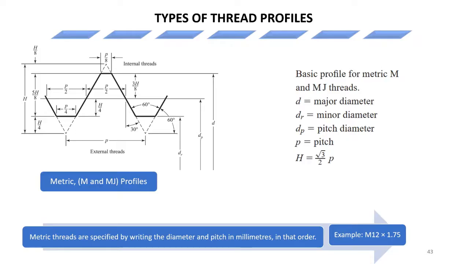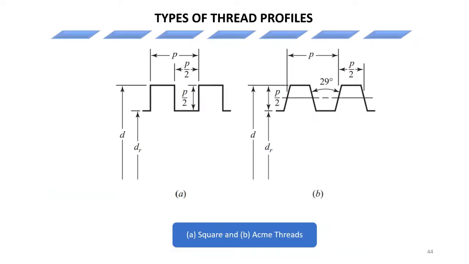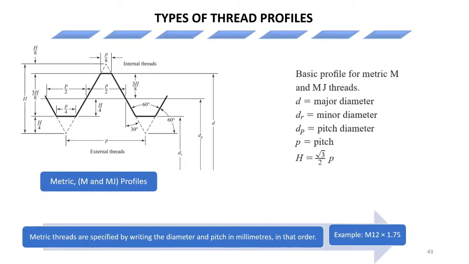Then we also have the Acme square thread and then the Acme thread. The square and the Acme threads are usually used for power transmission. But before this one, let's go back here and let me explain something.